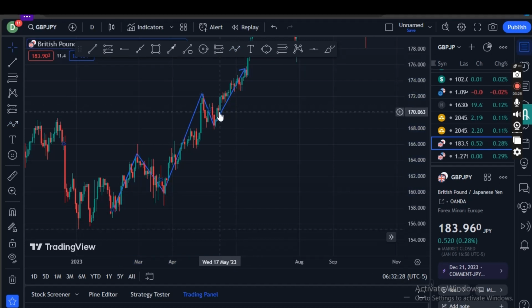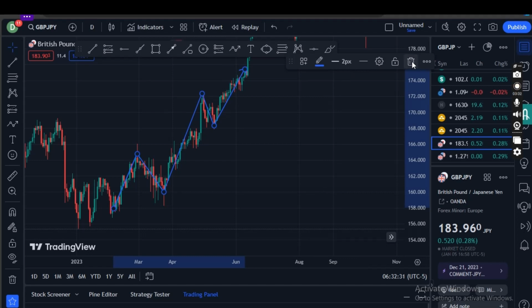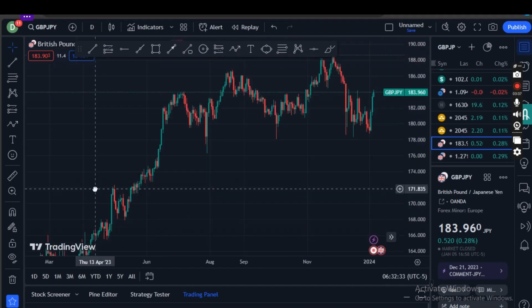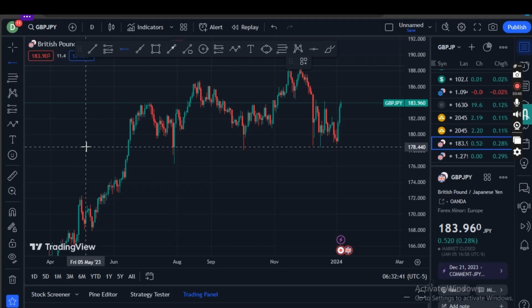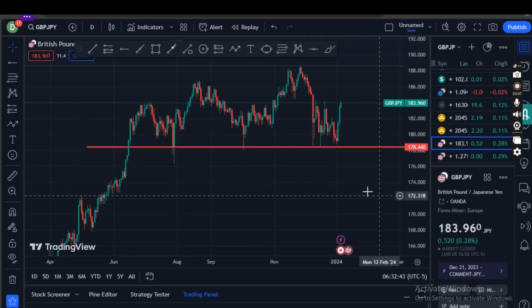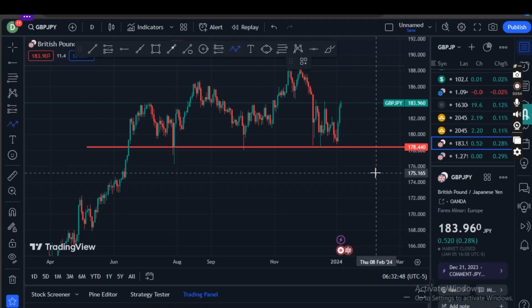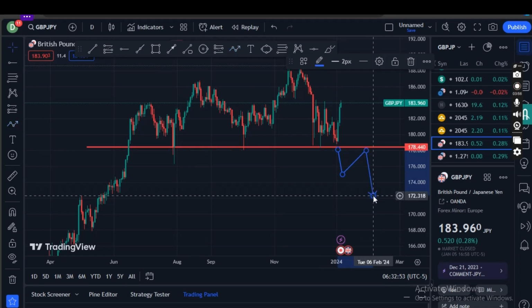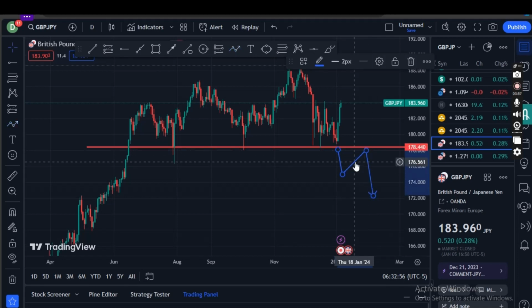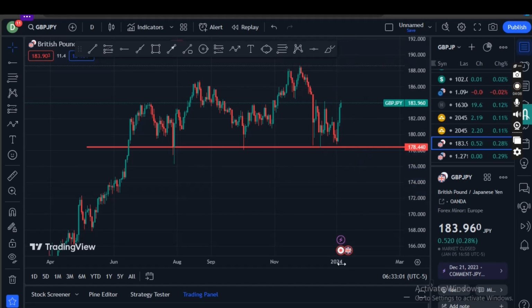So we are interested in the current movement. One thing you should do is to plot the current resistance, which is here. Price never broke that low. If at all price broke this low, we could now be on a bearish trend. But now, because it rejected that zone several times, we are still on an uptrend.